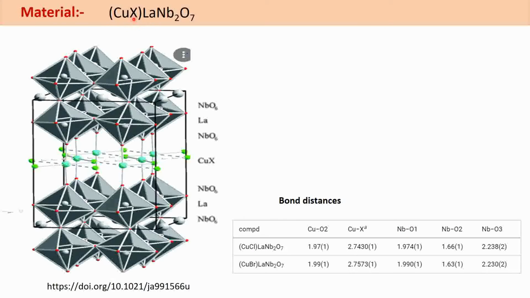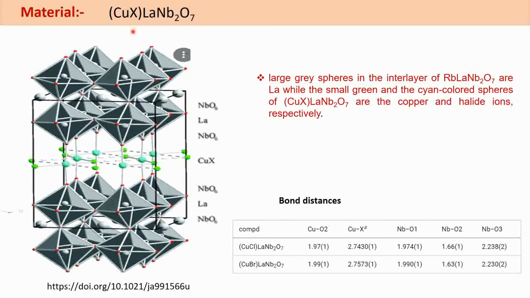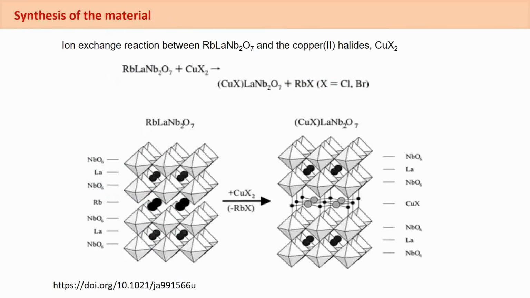Here X represents the halide ions, and the interlayer is formed by the interaction of the copper ions with these halide ions, forming the magnetic layer. This magnetic layer is well separated by double layer perovskite slabs, and this structure can be extended in two dimensions. This material can be synthesized by the ion exchange reaction method.